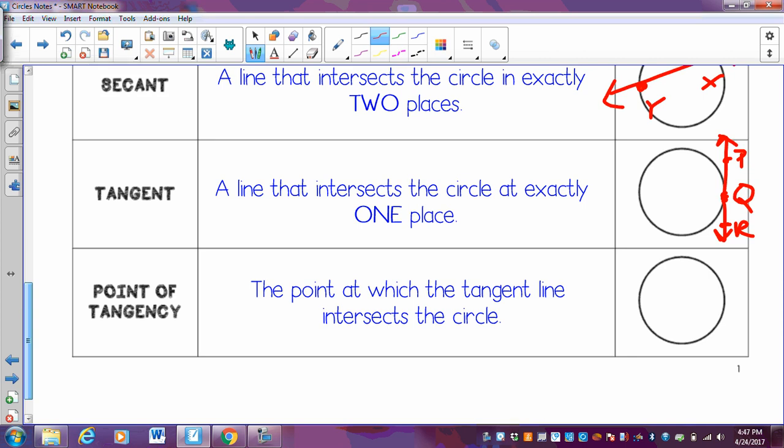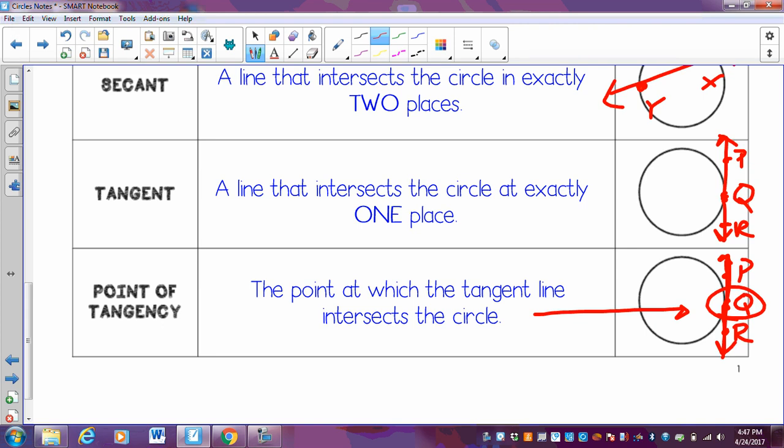The point of tangency is the point where the tangent line intersects the circle. So if we redraw that same thing that we just had going on over here with PQR, so some line PQR, the point where that tangent line touches the circle, point Q, that's the point of tangency. So just so that you're clear on that, a tangent line is the line that touches the circle at one point, but a point of tangency is the one point where the line touches the circle.